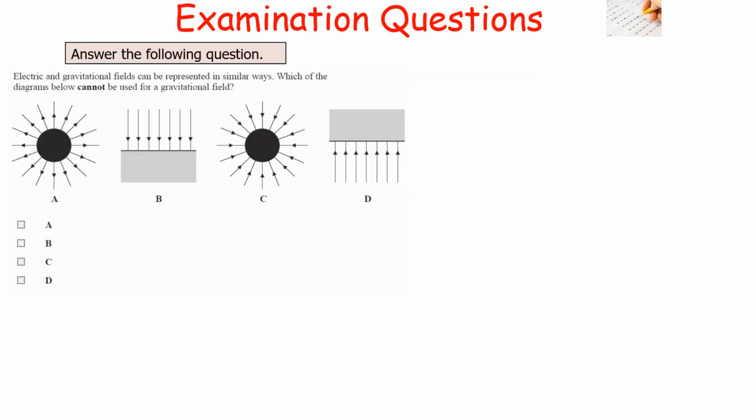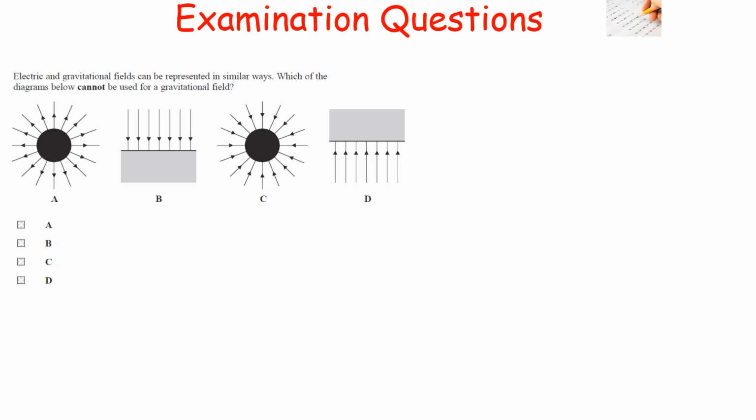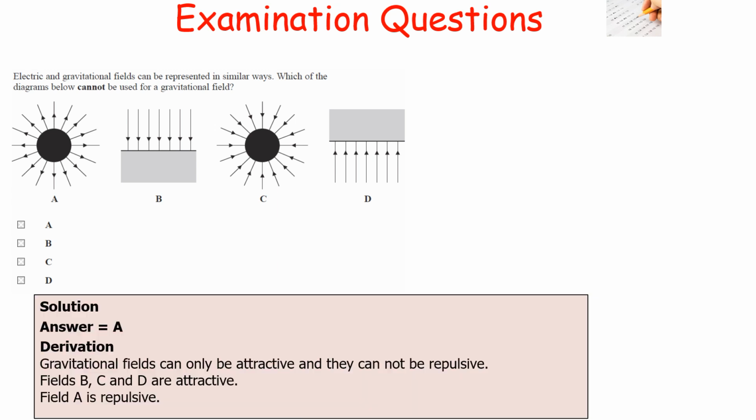The next question says, electrical fields and gravitational fields can be represented in similar ways. Which of the following diagrams cannot be used for a gravitational field? So pause the video now, then unpause the video when you want to go through your answer. Right, again, the answer here is linked to all of our facts about fields, and the answer is A, because gravitational fields can only be attractive and cannot be repulsive.